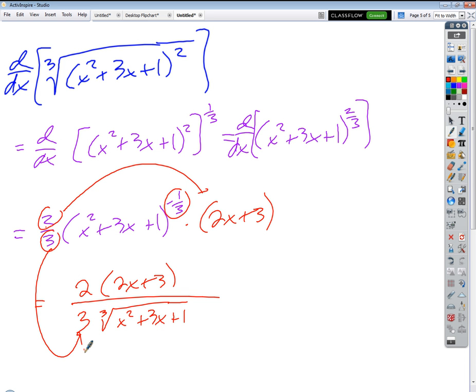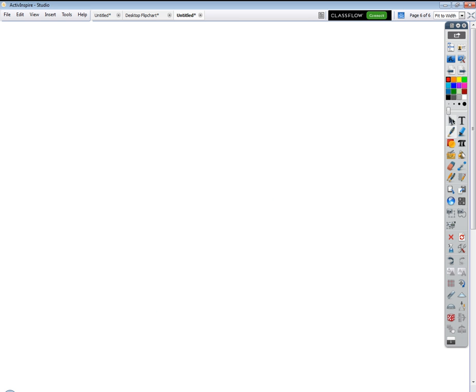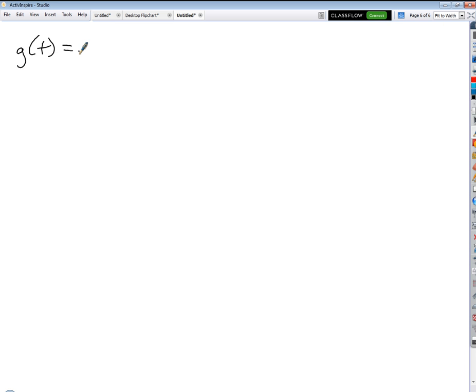So how about this one? Now we can be tricky with this one. What if I have something like g of t equals negative 4 over 2t, then t cubed minus 1, cubed? Okay, that looks like a nasty one. Is that a quotient? No, it's not a quotient, is it? What can I do with this to make it not a quotient?